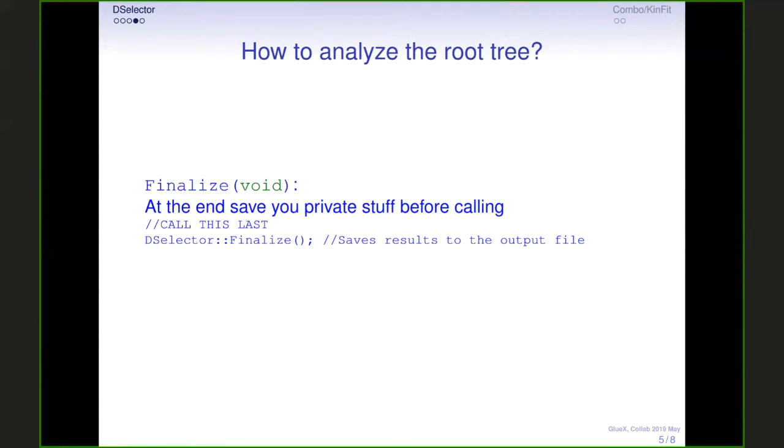Okay, then at the end, finalize. You write out all your stuff, you save all the stuff you created. You may have opened the file and added some additional stuff in there. And once that is done, at the very, very end, deselect finalize is called, and that will then write out all the histograms you have created into a predefined file that you have specified at the beginning in init.